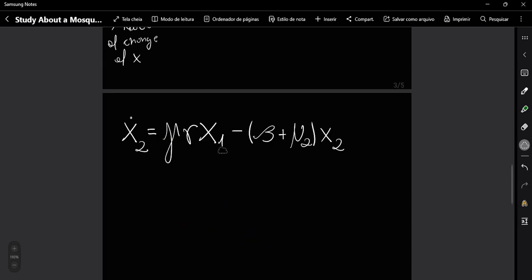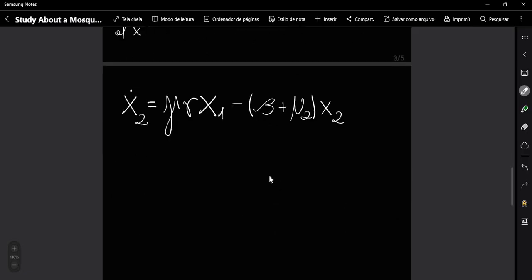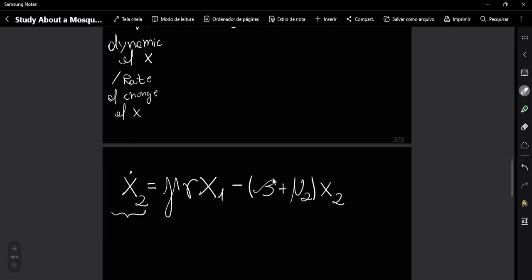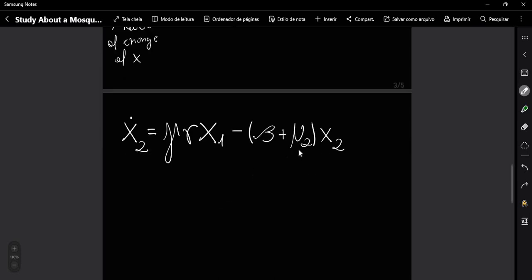We have two more equations to write. So we have our system of equations, and we have our nonlinear system. And again, in order to transform this into a linear system, we will introduce a counter variable. Again, this dot means the dynamic of x, and it is also the rate of change of x.